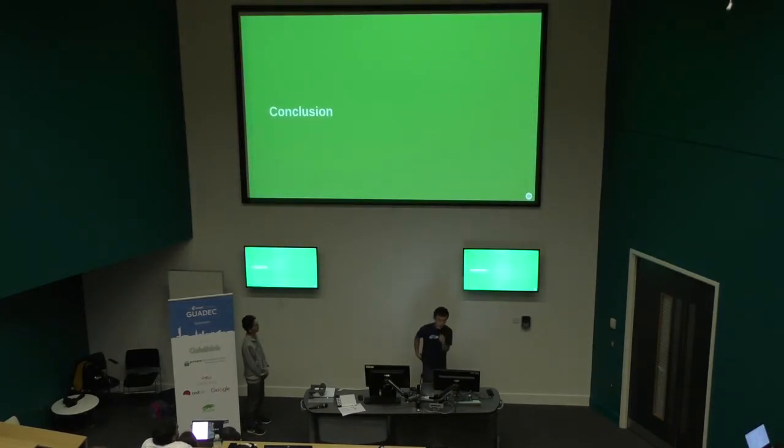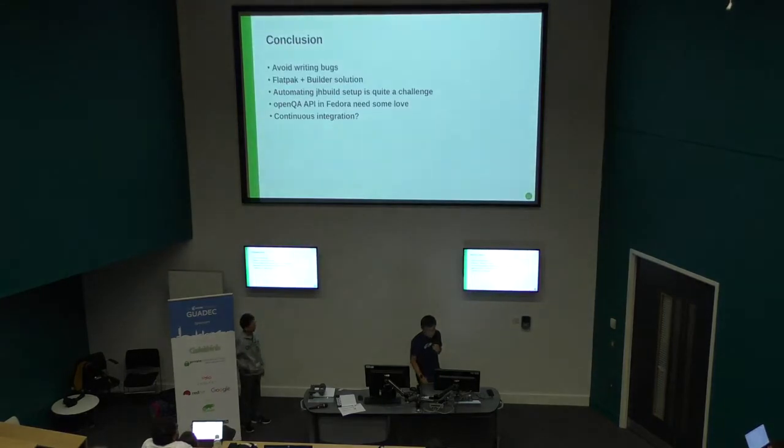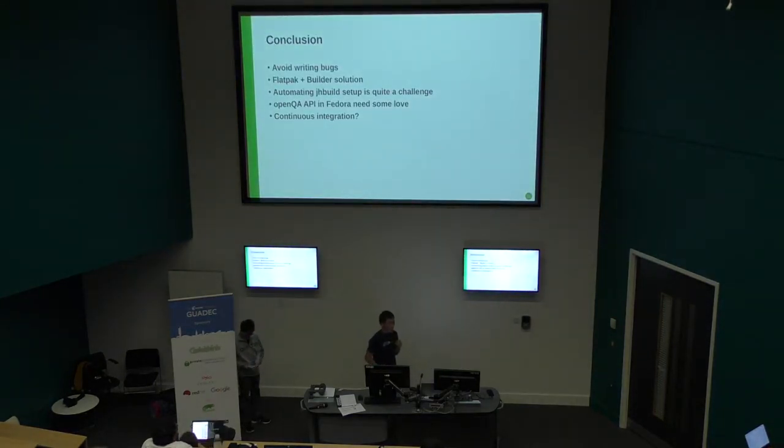So, conclusion time. Well, for me, the biggest lesson I learned is to avoid writing bugs. Because you really have to, but sometimes we just couldn't really avoid them. So you have to have some test methods to test the applications to find what the problem is. And besides this solution, we automated the test using openQA, and we use GHBuild.